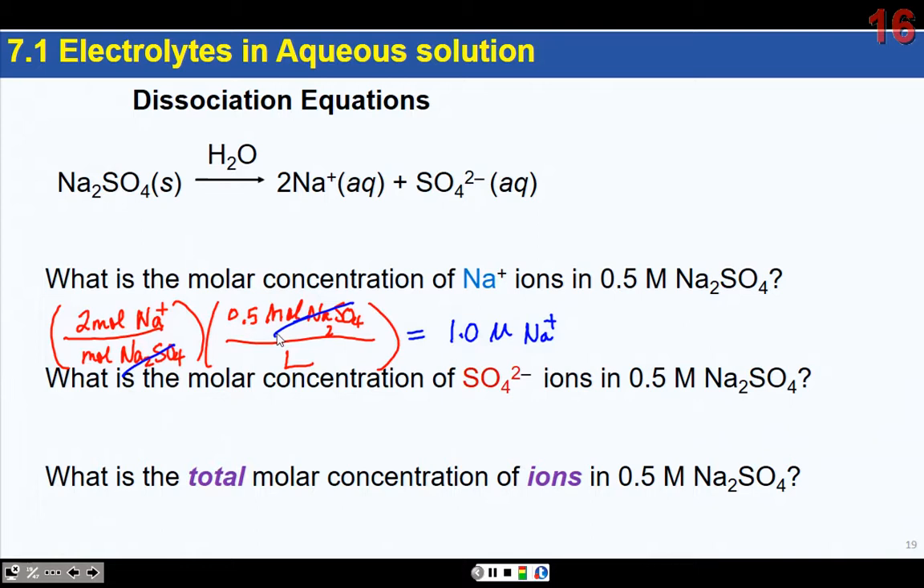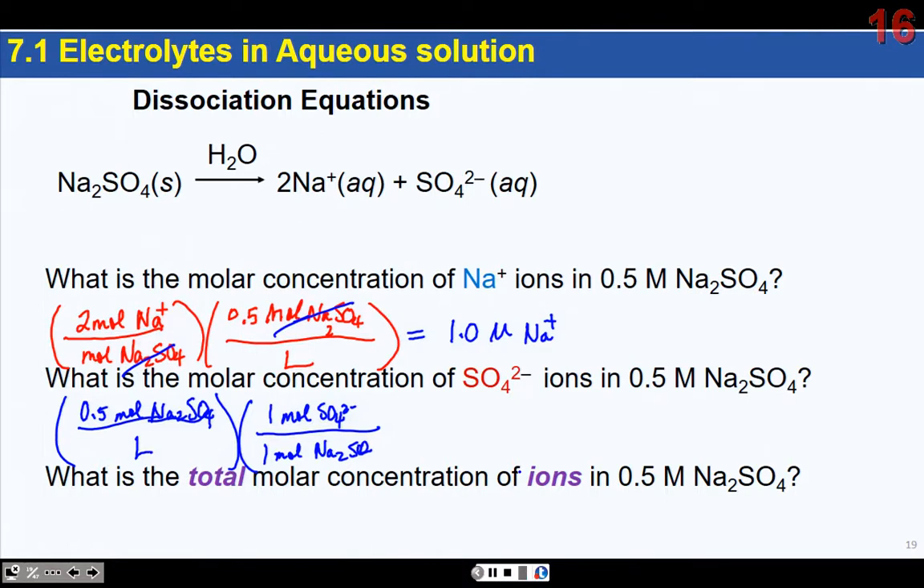Fair enough. If we wanted to do the same thing for sulfate ions, well, again, we have 0.5 moles of the sodium sulfate per liter. And in this case, it's very simple because there's just 1 mole of sulfate ions per mole of sodium sulfate. So it's a 1-to-1 ratio, no big deal. You have 0.5 molar sulfate ions in this solution.